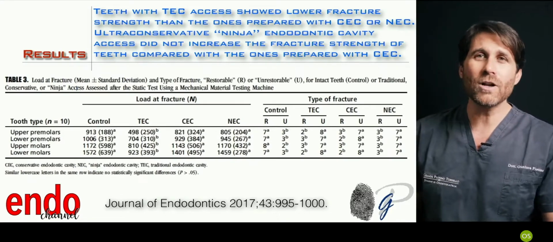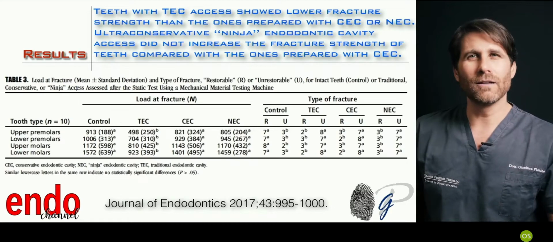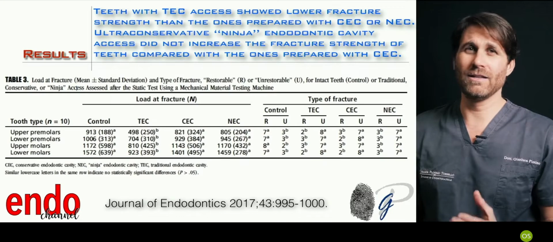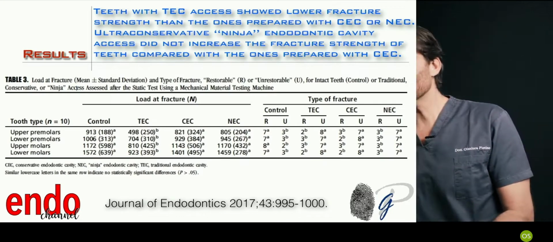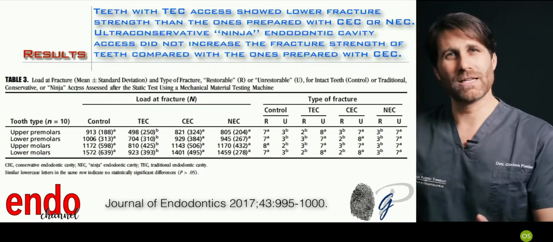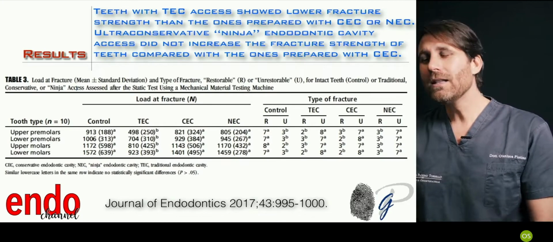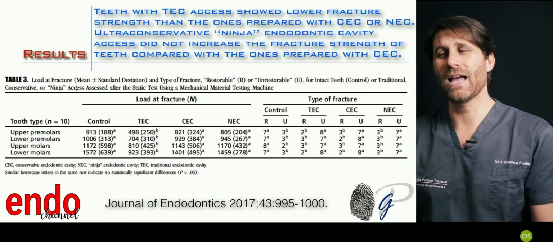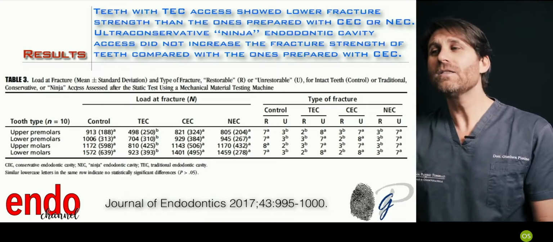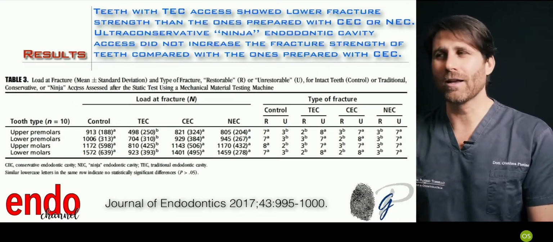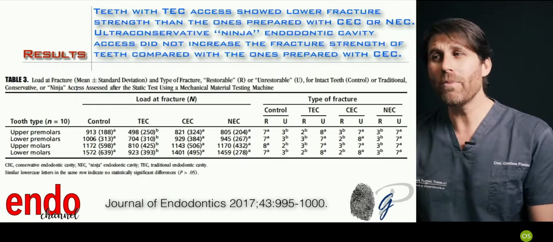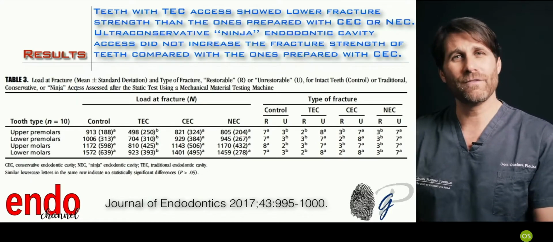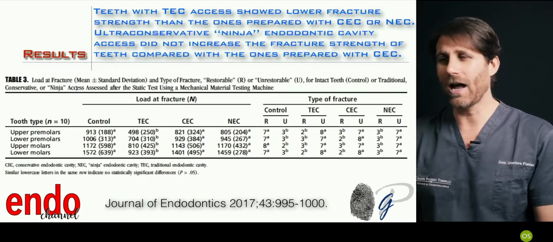To be traditional, to preserve the tooth from the risk given by old files used in the canals. So be conservative, but how conservative should we be? In this study, we have demonstrated that an ultra-conservative Ninja endodontic cavity access did not increase the fracture strength of teeth if compared with an access cavity prepared with a conservative approach.